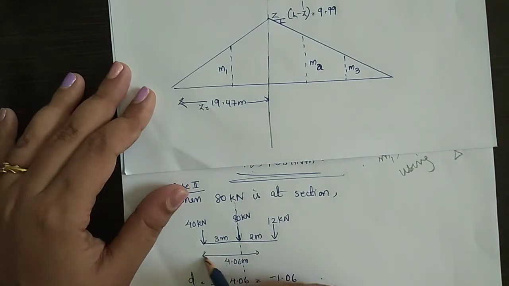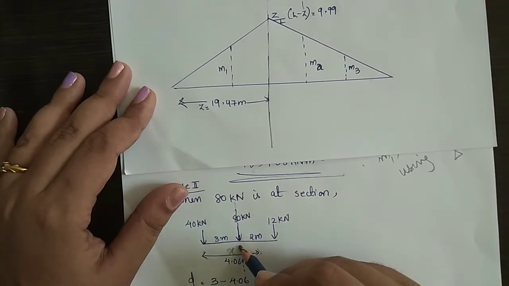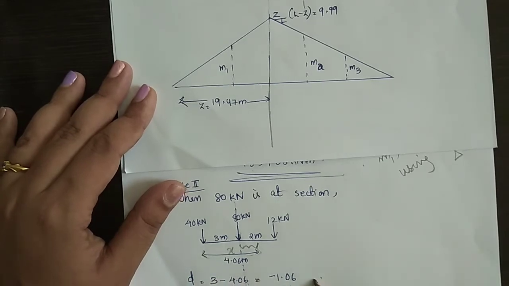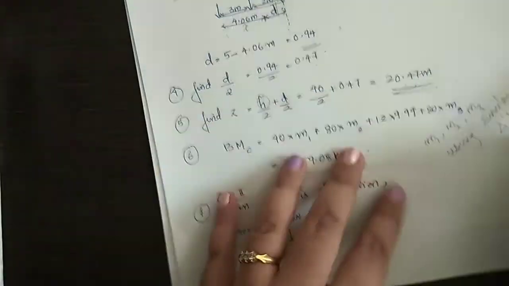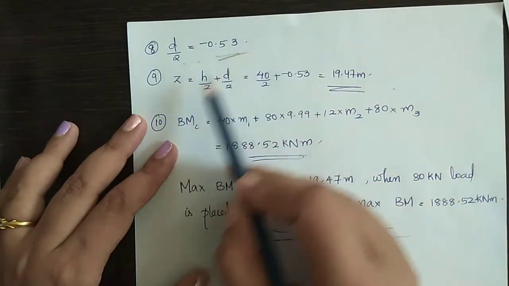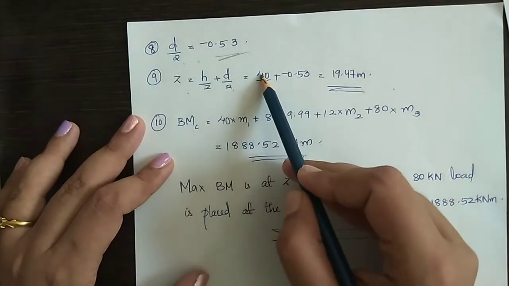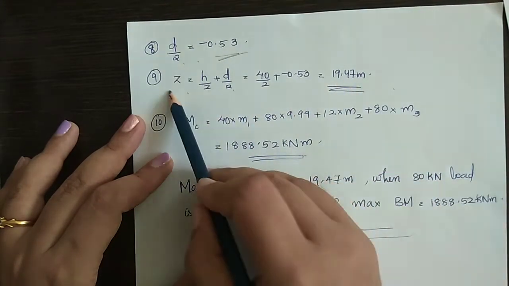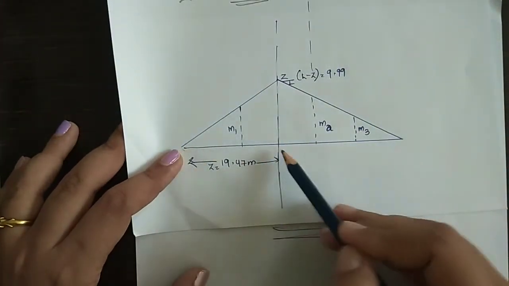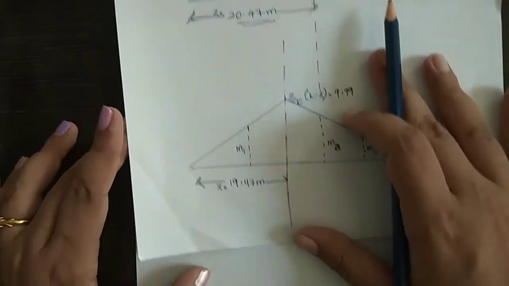Draw the section along 80 kilonewton, mark X, find out the distance D, which is 3 minus 4.06 meter in this figure. That is minus 1.06 meter. Find out D by 2, which is minus 0.53. Find the value of Z, which is L by 2 plus D by 2, where L is the span. It comes out to be 19.47 meter. Now mark this Z value in the ILD diagram, that is from the left end to the second load Z is 19.47 meter.